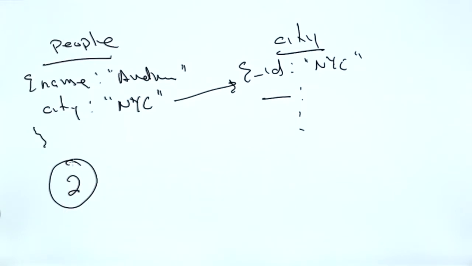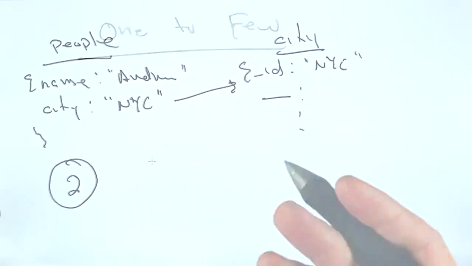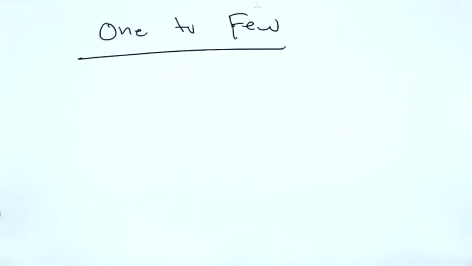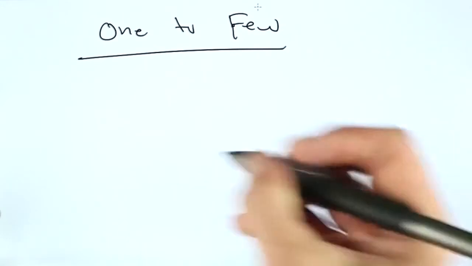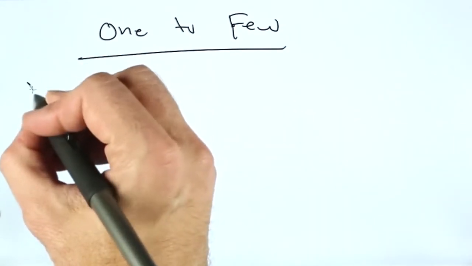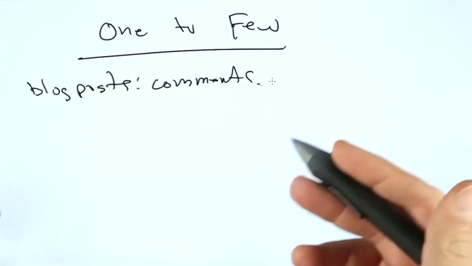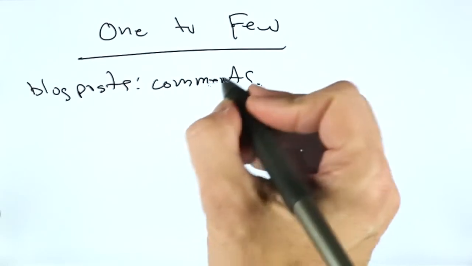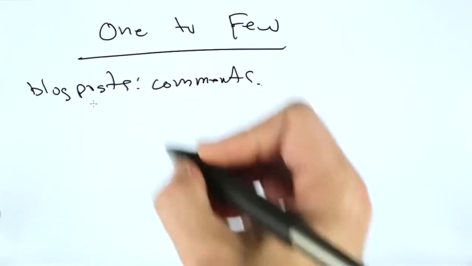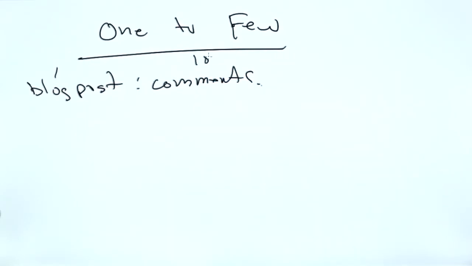But what if it isn't one to many, but instead it's one to few, which is still a one-to-many relationship, but is actually a lot easier to model inside MongoDB. The example I gave you before was blog posts and the comments. You saw when we went over the schema for the blog that there are multiple comments that go to one blog post, but it isn't very many of them. There's one of these and maybe 10 of these.